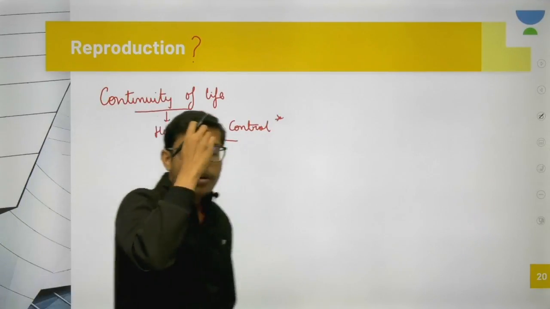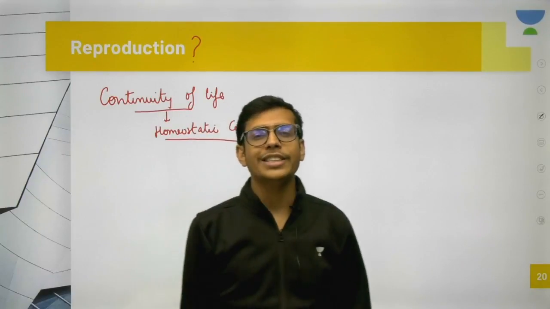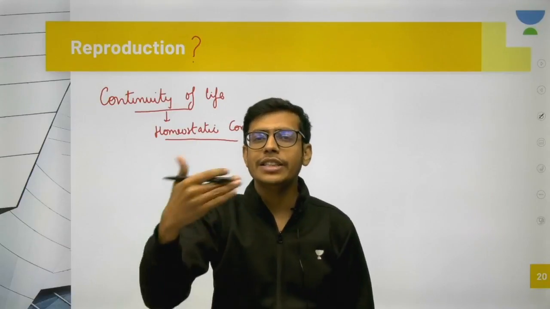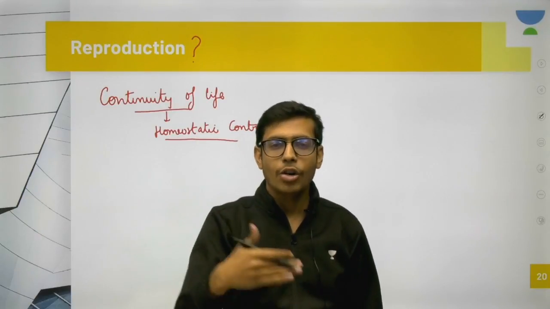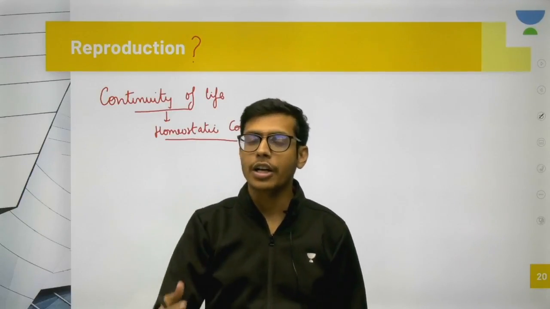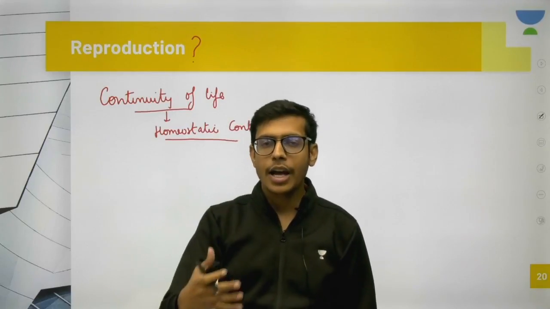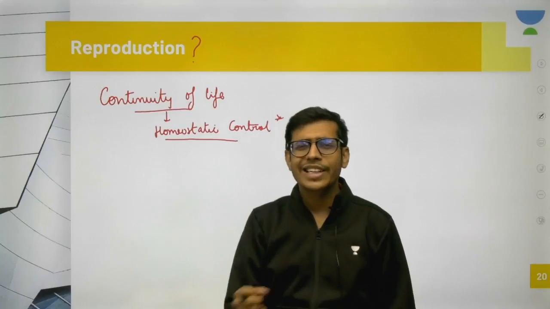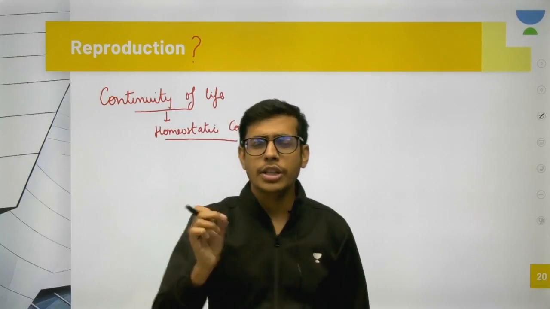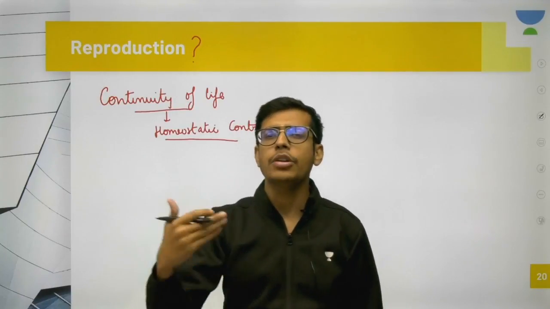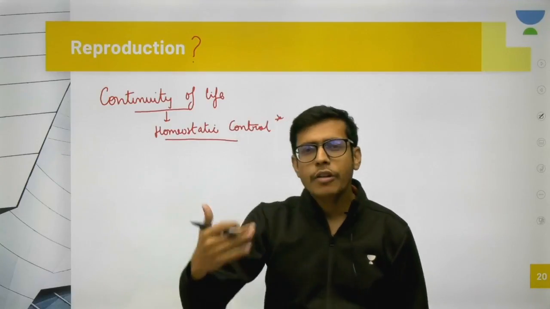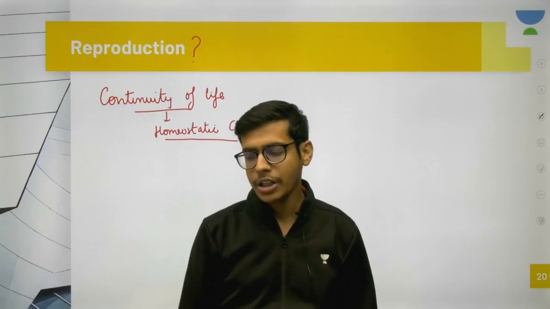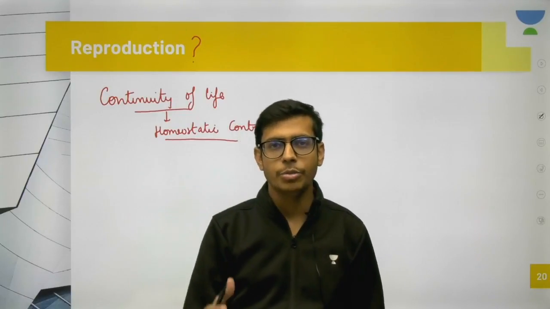So our body progresses to be a part of the automaticity of continuity of life. Automatic continuation of life occurs in our body, and it is also a part of homeostatic control. So if the question comes, is reproduction a part of homeostatic control? Then the answer would be yes. It is a part of our homeostatic control when we see the broader picture.